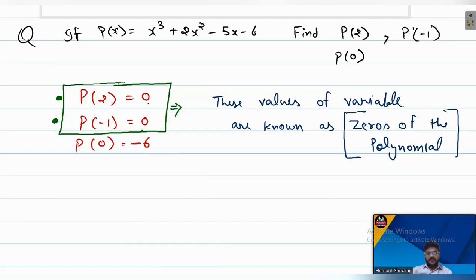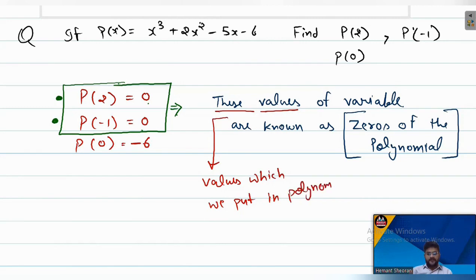I just named these values. So which values? Values which we substitute, or which we put in the polynomial, and we get the answer as 0. Or we get the solution as 0, you can say.